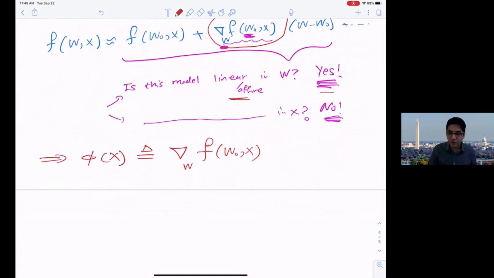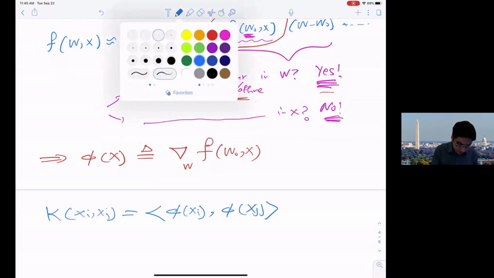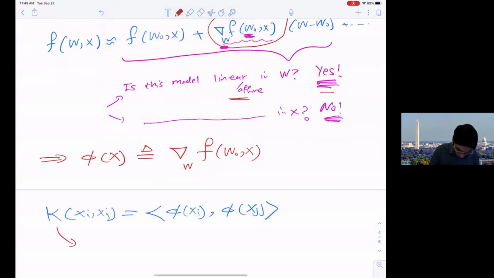So if I use this transformation to define a kernel, because this is my phi of X, I can use this transformation to, let's say, look at the similarities between two of my samples, Xi and Xj, using these transformations. So this is going to be a kernel value between Xi and Xj. This kernel is called the neural tangent kernel. That's it. You see how simple it is?